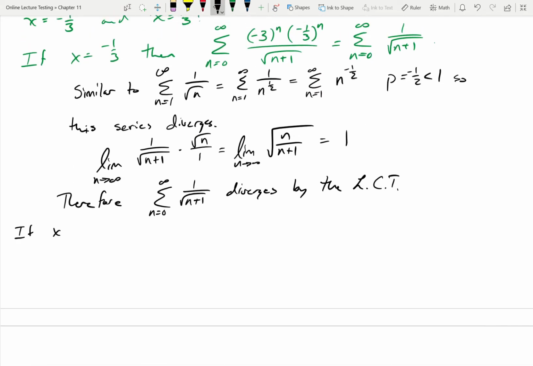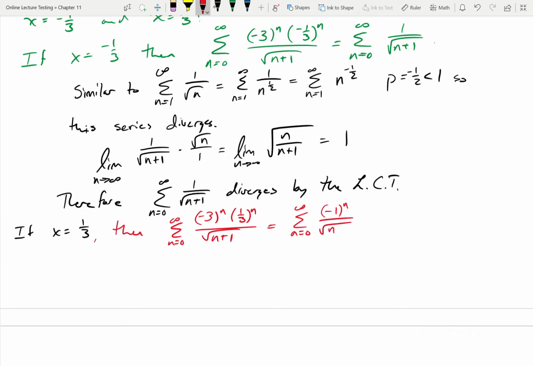If x is equal to positive 1/3, then the summation as n goes from 0 to infinity of negative 3 to the n times 1/3 to the n over the square root of n plus 1. Well, this is equal to the series as n goes from 0 to infinity. The 3's are going to cancel each other out, and then we have negative 1 to the n over the square root of n plus 1. Notice that we have an alternating series.